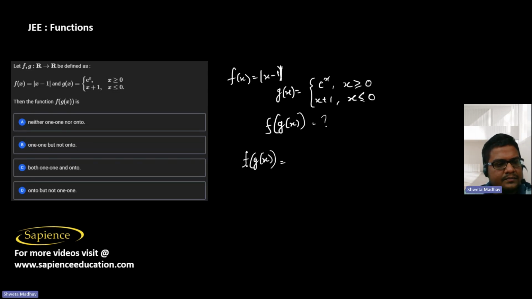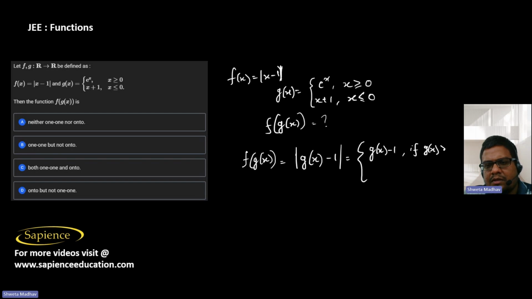Then here it is told to find f of g of x. So f of g of x will be equal to mod of g of x minus 1, which will be equal to g of x minus 1 if g of x is greater than 1, and it will be equal to 1 minus g of x if g of x is less than 1.